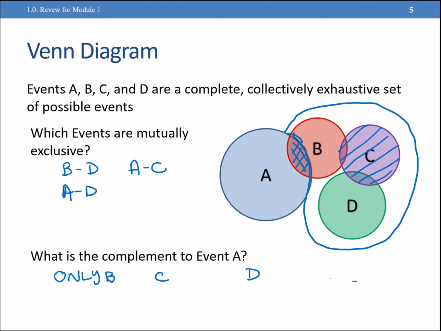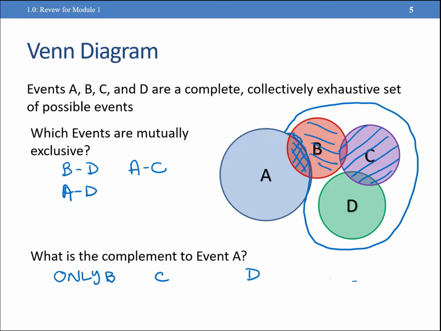Okay, where it's only B is outside of A, but not other places, because otherwise I'm overlapping with A, which is not complementary. It has to be outside of A. Now, I don't need to include the overlap with C because that's already covered. Now, similarly with D, I have to be careful here.